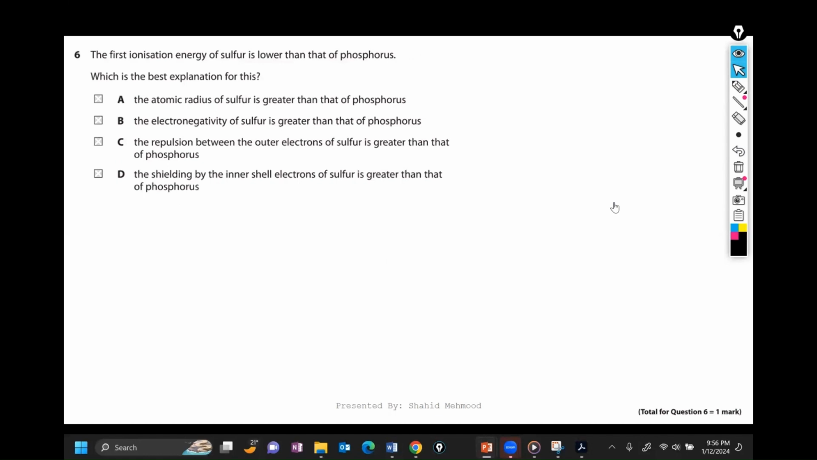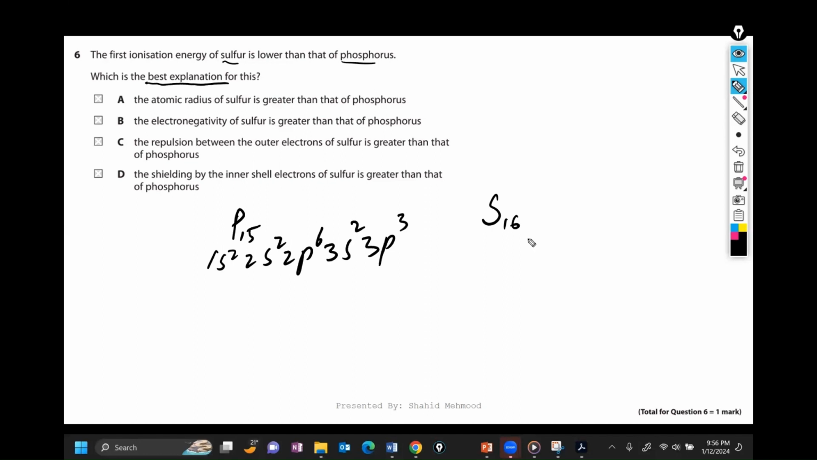Question number 6. The first ionization energy of sulfur is lower than that of phosphorus. Which is the best explanation for this? Whenever you see the question 'best explanation', there could be more than one option correct, but you will opt for the best one. This is a common question. Phosphorus atomic number is 15, while sulfur is 16. Phosphorus is 1s2, 2s2, 2p6, 3s2, and 3p3, while sulfur is 1s2, 2s2, 2p6, 3s2, and 3p4.